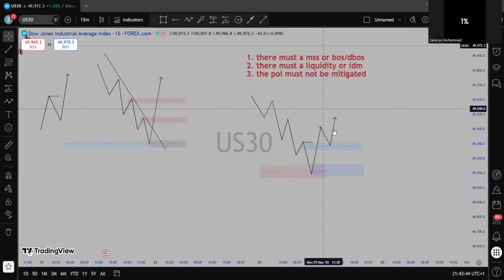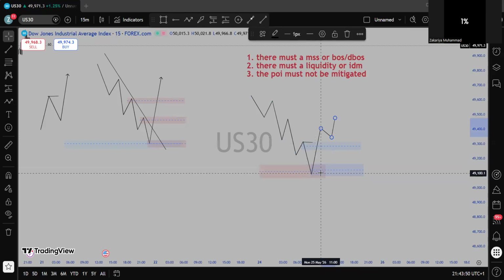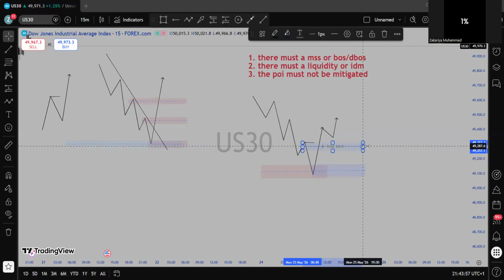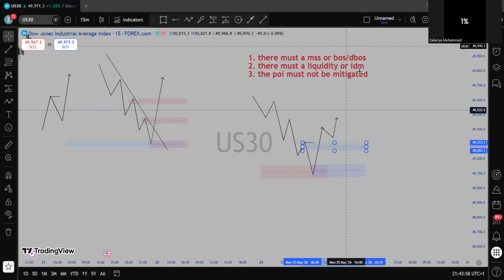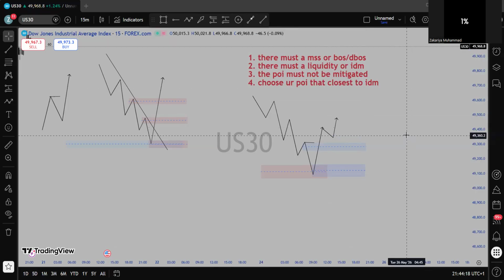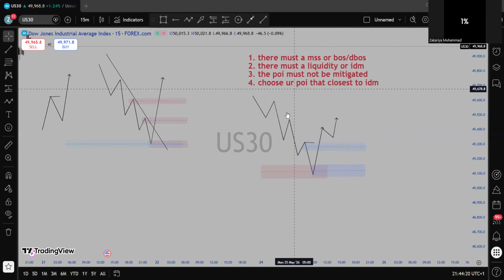That's the third rule. So when the market gives you inducement and this inducement did not touch any of your breaker block or other block, that means these two zones are qualified. You can use all of them. Then you use the fourth rule. The fourth rule says choose your point of interest that is closest to the inducement.